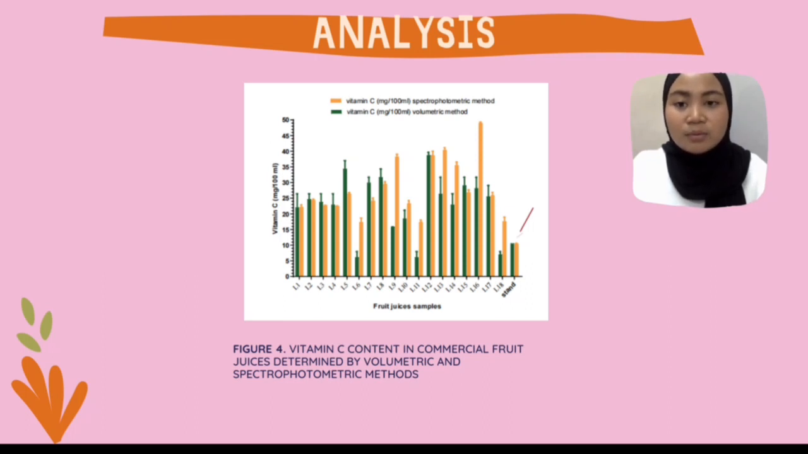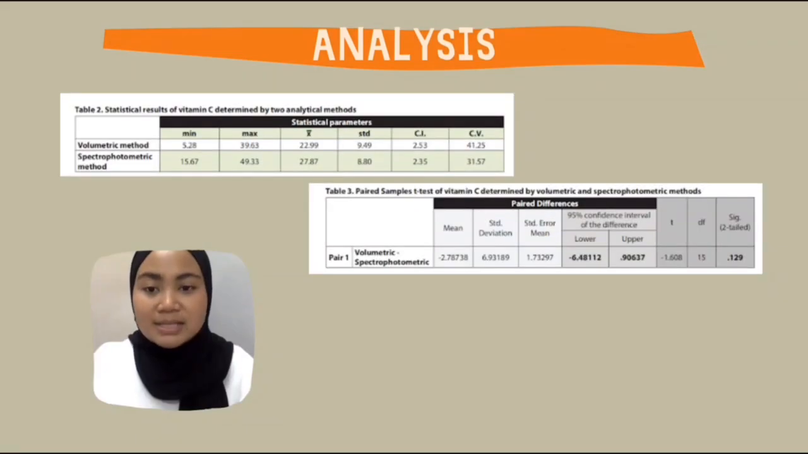As a chromogenic reagent, potassium permanganate reacts with other reducing substances in the juice, not just vitamin C. According to the results and other studies, the spectrophotometric method has a higher level of vitamin C content than the volumetric method. Table 2 presents the statistical results of data obtained using both analytical methods for determining vitamin C content.